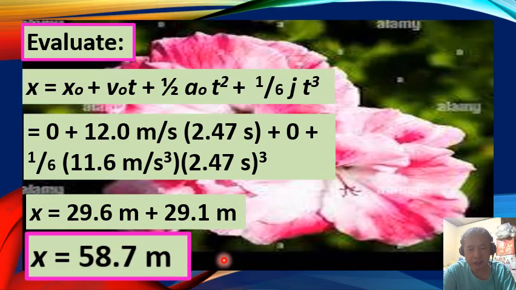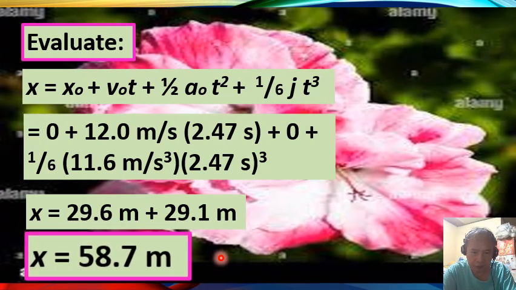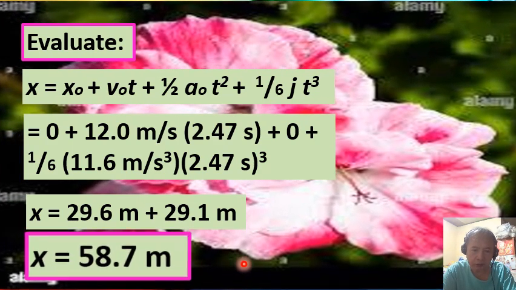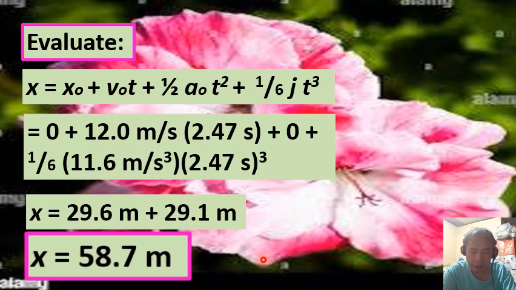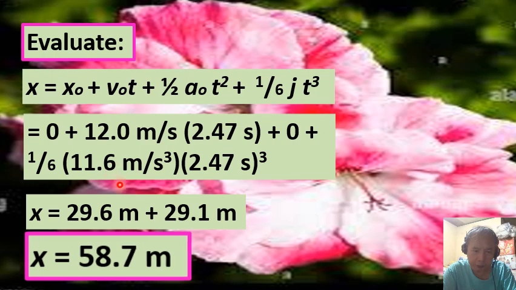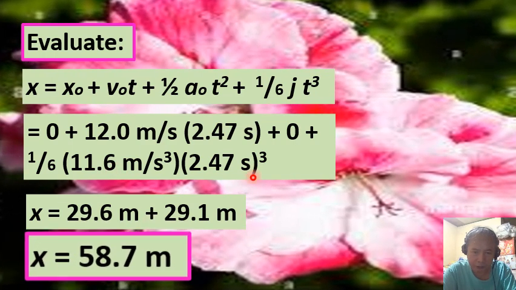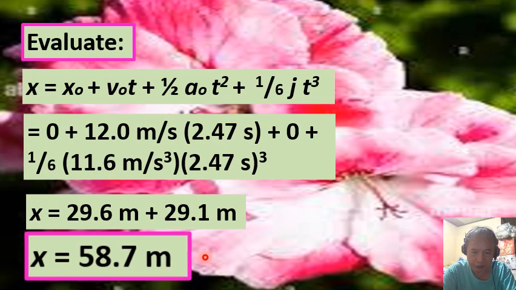So we get the same answer as what we had earlier. This is the horizontal distance traveled by the toy rocket for a time of 2.47 seconds before reaching the ground.